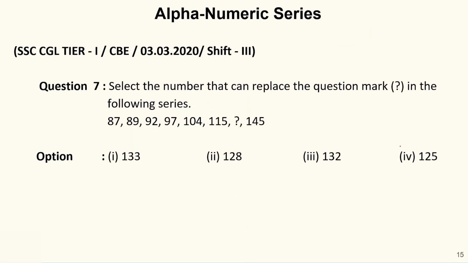Again, number series. So from 87 to 89, if we are going, we are adding 2. Let me write it over here. From 87 to 89, if we are going, we are adding 2. If I add 3 to 89, I'll get 92. If I add 5, I'll get 97. If I add 7, I'll get 104.